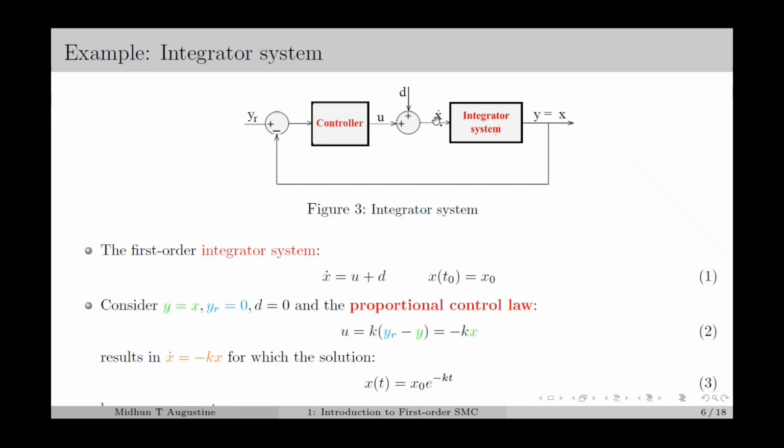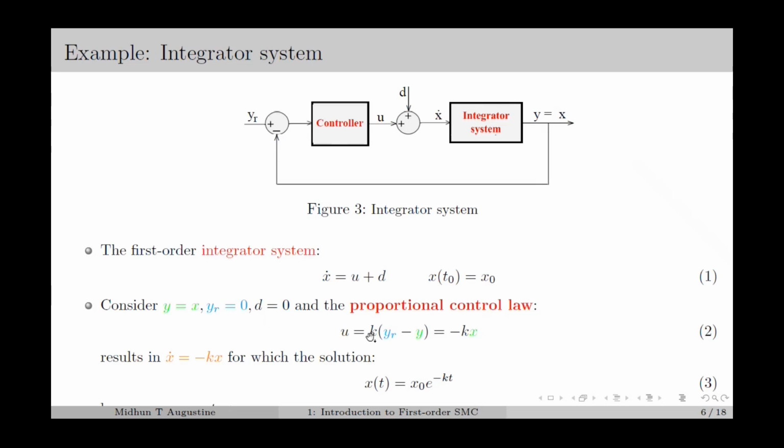Here in the block diagram, we have x dot equal to u plus d, and by integrating x dot, we get x. Now we denote the output y as equal to x, the output reference yr equal to 0, and the disturbance d equal to 0. And the proportional control law is defined as u equal to ke, which is equal to k into yr minus y, which is equal to minus kx, since yr equal to 0 and y is equal to x.